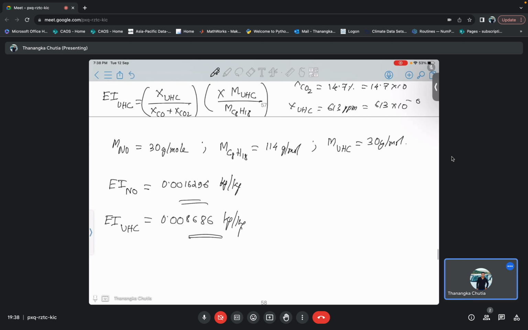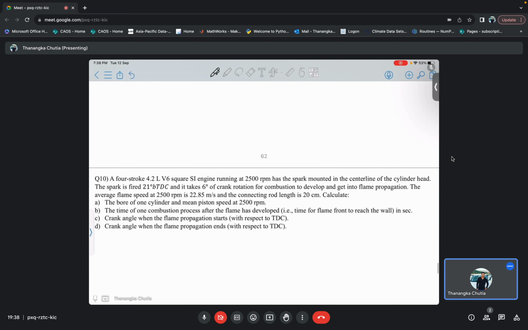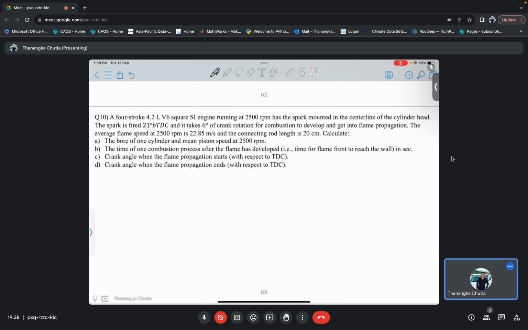Okay, so let us go to the last question of today's talk. A 4-stroke 4.2 liter V6 square SI engine at 2500 rpm has the spark mounted on the center line of the cylinder head. The spark is fired at 21 degree before TDC, and it takes 6 degree of crank rotation for the combustion to develop and get into the flame propagation.